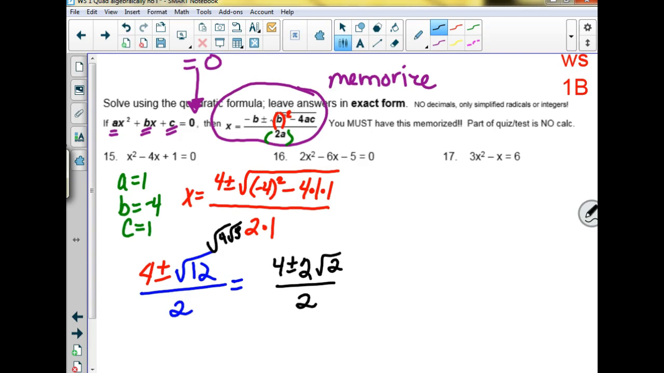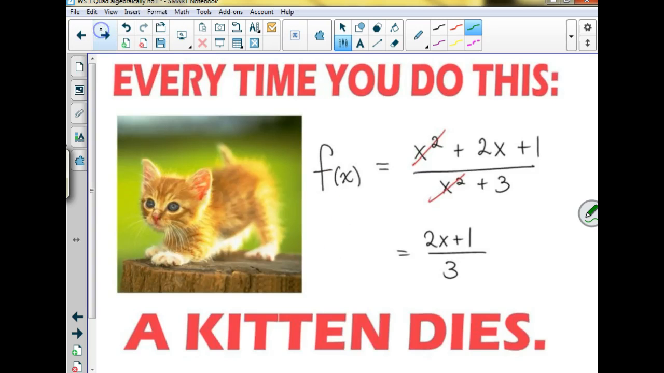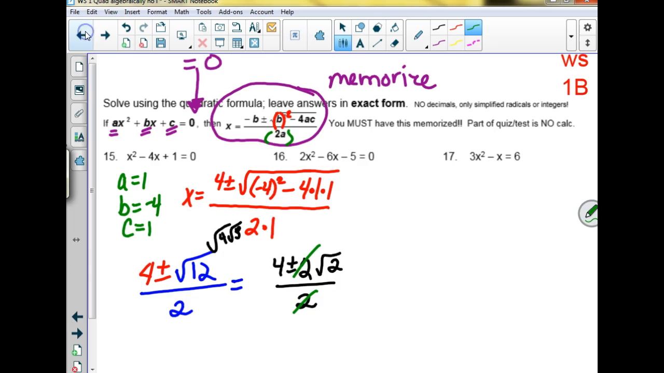Now, this is what someone's going to do. They're going to say this 2 and this 2 cancel, and there's my answer. Okay. Here's my meme. Every time you do this, you kill a kitten. Okay. You can't cancel part of something like this. This is a whole quantity on the bottom and a whole quantity on the top. So I could take a 2 out of the top and cancel it.